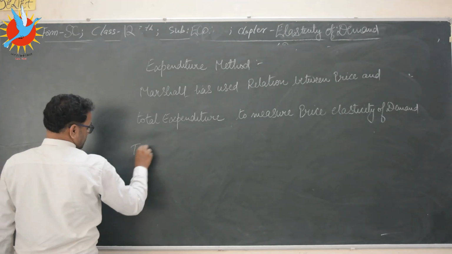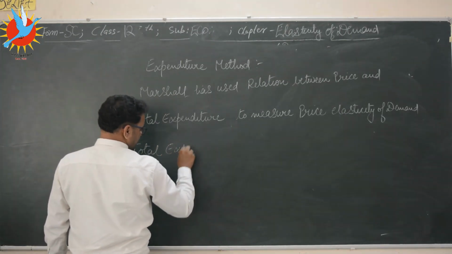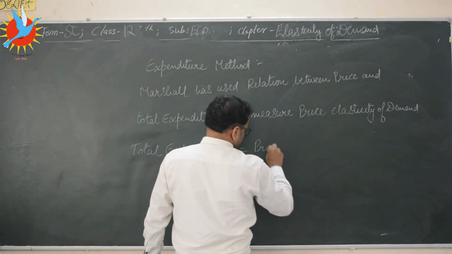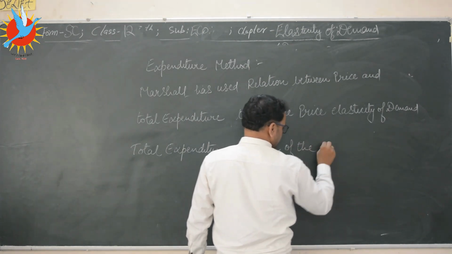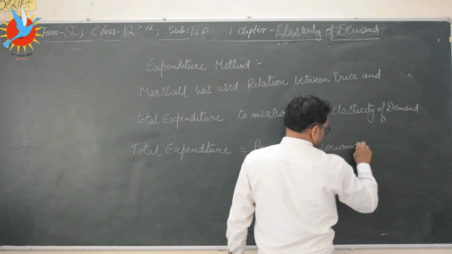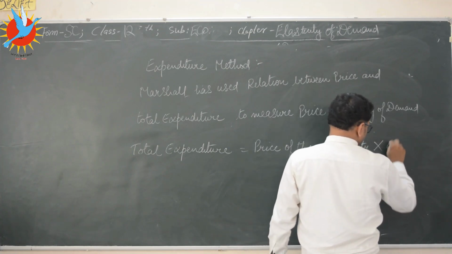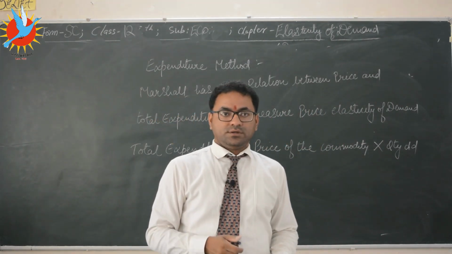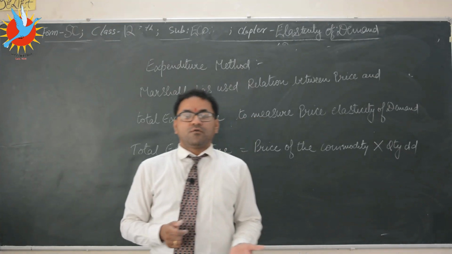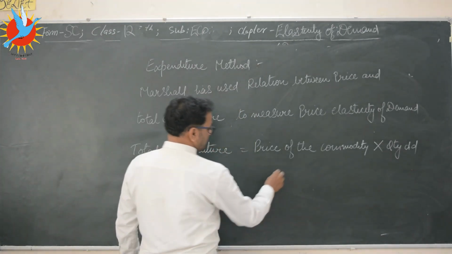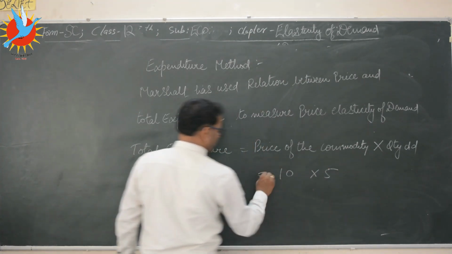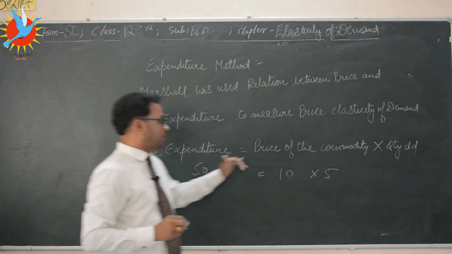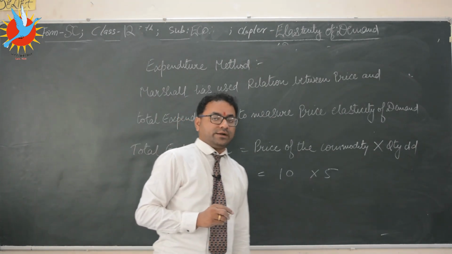What is total expenditure? Total expenditure is price of the commodity multiplied by quantity demanded. For example, when price of a commodity is 10 and at that price of rupees 10 we have purchased 5 units, so price will be 10 and we have purchased 5, means how much is the expenditure done on commodity? It will be 50. So total expenditure means price of the commodity multiplied by quantity demanded.